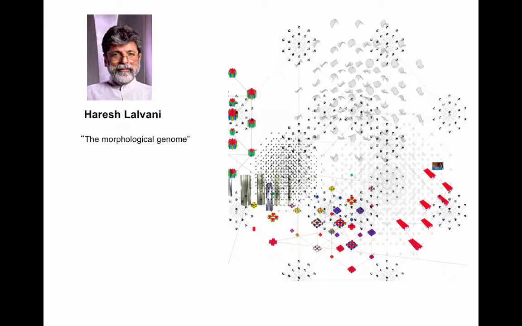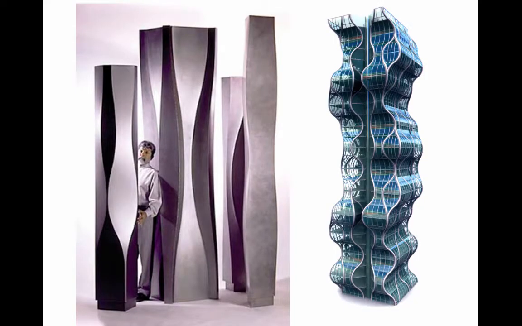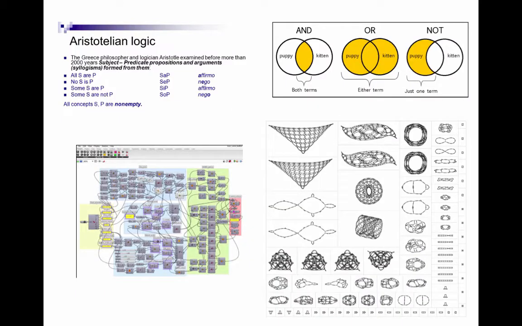Haresh Lalvani, a colleague of mine at Pratt Institute, explores what he calls the morphological genome, looking at the fundamental rules that can make all form, and again finding the information in the material. So these columns, which are in the Museum of Modern Art, take their form from the information not coming from the fabrication process but from the metal itself, and then applying that to an apartment building.